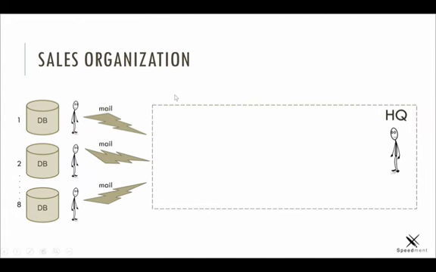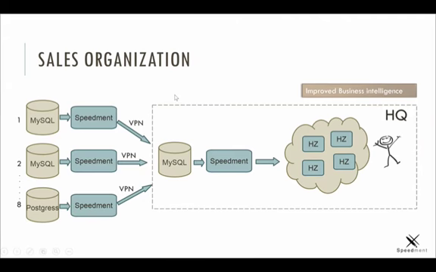So we changed this to another structure. This is the new system architecture where we have deployed Speedment on each local database so they can be tracked individually. Every change that is made to the local database is detected by Speedment, and it's then conveyed via VPN to HQ.